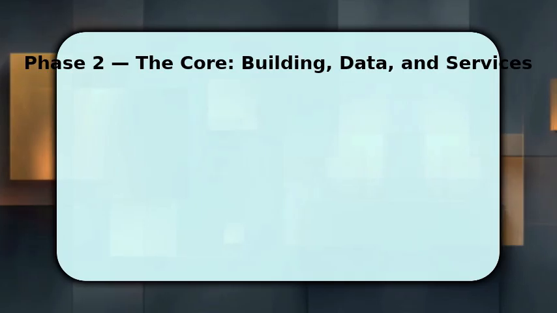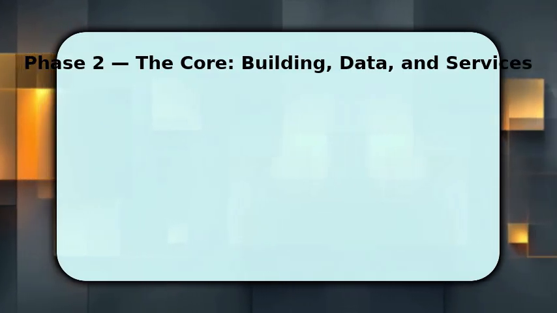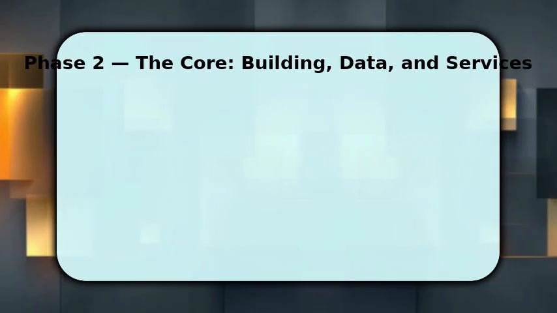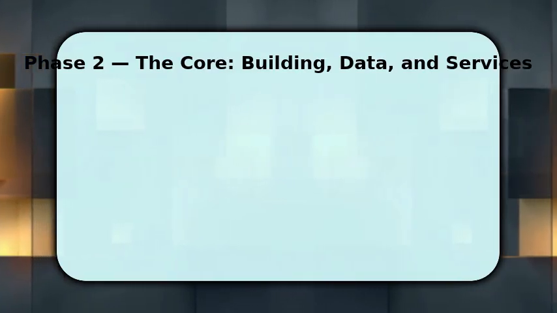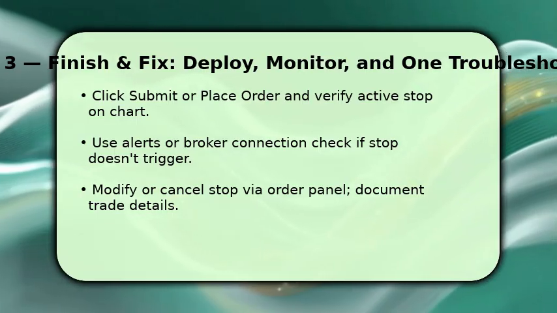Adjust quantity so that the dollar loss equals your target risk. Once set, review estimated loss and confirm that stop sits beyond normal noise, not too tight or too loose. Finish by submitting the order and verifying the stop loss appears on chart and in orders panel.